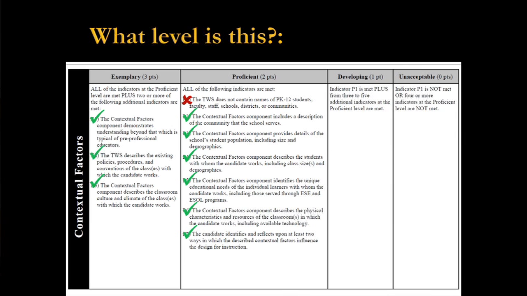No, not really. This is where, and I use this as an example on purpose because indicator P1 for contextual factors is one of what we call a hypercritical indicator. P1 says that I keep it anonymous. I didn't use anybody's name. So if I use somebody's name, that's not developing. That's unacceptable. Okay?